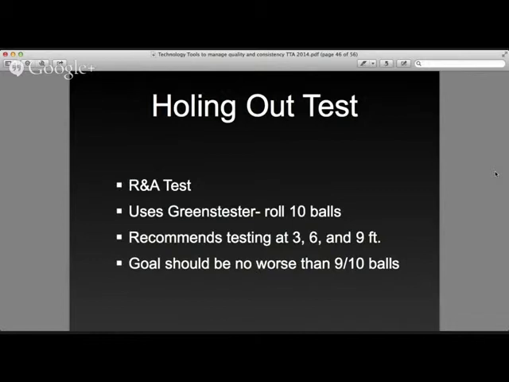You can test this at 3, 6, 9 feet, which are the recommendations for the holing out test from the RNA. The ramp release point is adjustable, so you can put the ramp all the way up and measure a longer putt if you're going maybe downhill. And the goal is to make at least 9 out of 10 putts from that location.